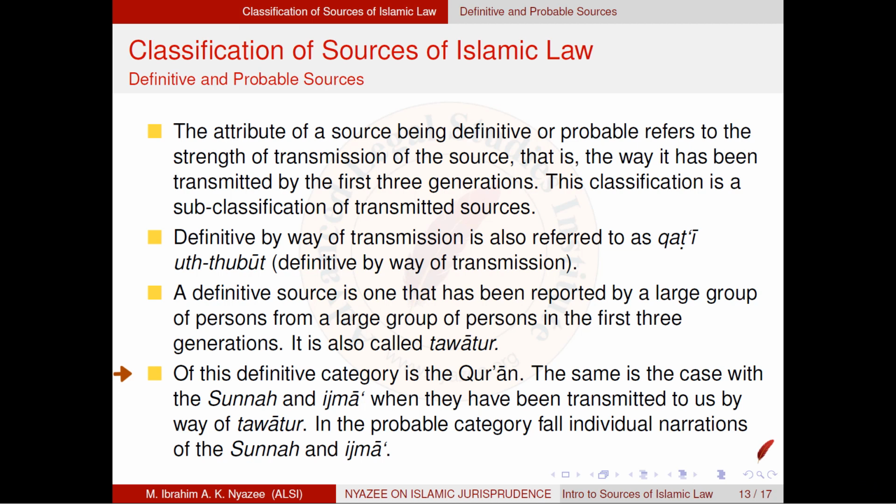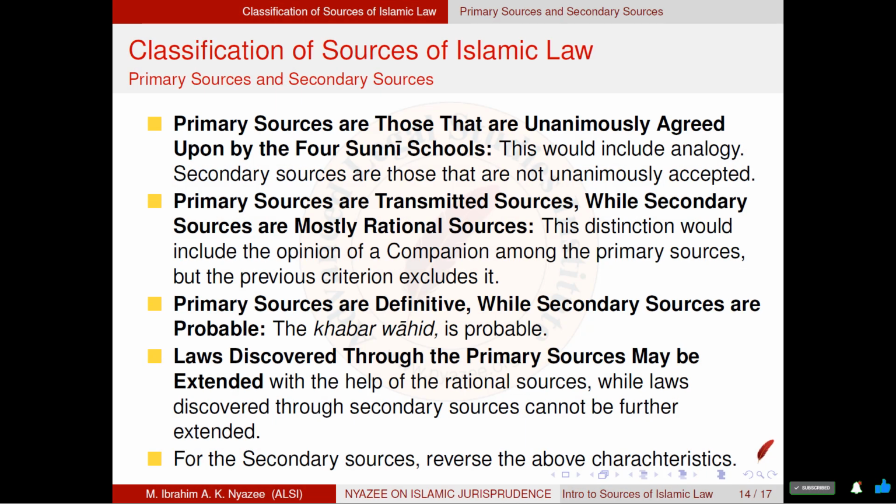This means that the Quran as a whole, as well as each of its verses, is definitive, that is, qat'iyus subut. Whereas in the Sunnah, some traditions or hadiths may fall in the definitive category and the rest in the probable category. All that we have said about classifications in the previous 2 slides are now going to be summarized here, so the viewer must concentrate.